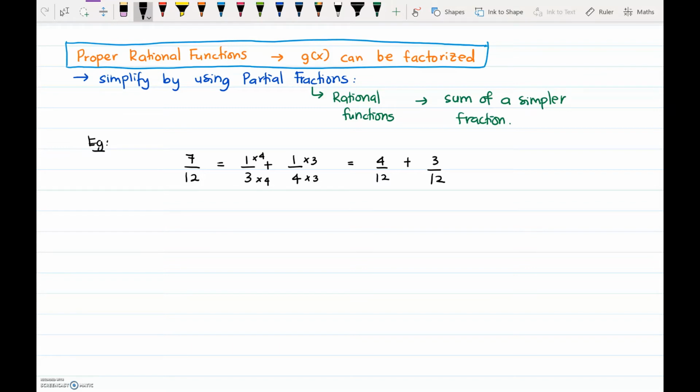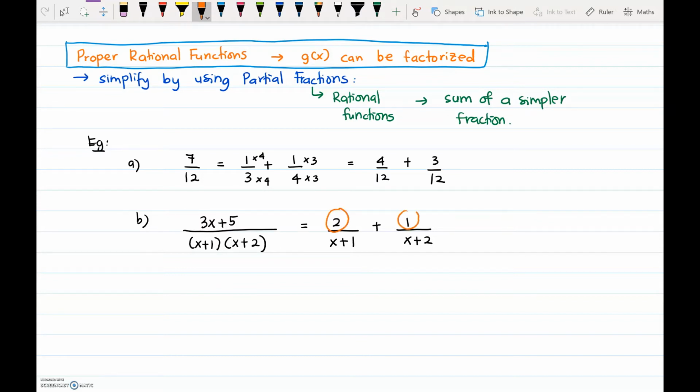What happens in functions? Let's say we have (3x plus 5) divided by (x plus 1) times (x plus 2). A rational function can also be expressed as simpler fractions. If you simplify this one, you will get 2 over (x plus 1) plus 1 over (x plus 2). This is what we call partial fractions, where we express a rational function as simpler fractions. Your target here is to find the numerator for each term.